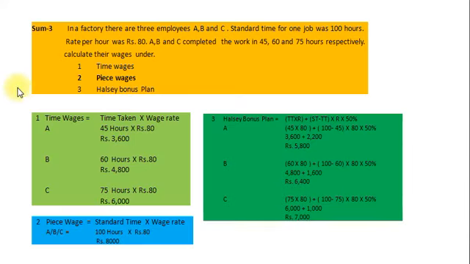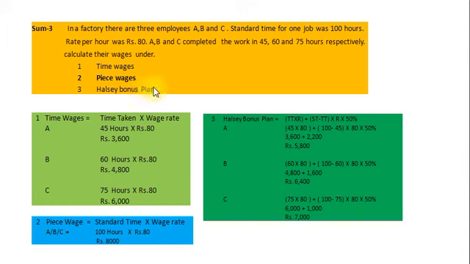Let us see one more example. In a factory there are 3 employees A, B and C. Standard time for one job was 100 hours. Rate per hour was rupees 80. A, B and C completed the work in 45, 60 and 75 hours respectively. We are asked to calculate wages under time wage system, piece wage system and Halsey bonus premium plan.